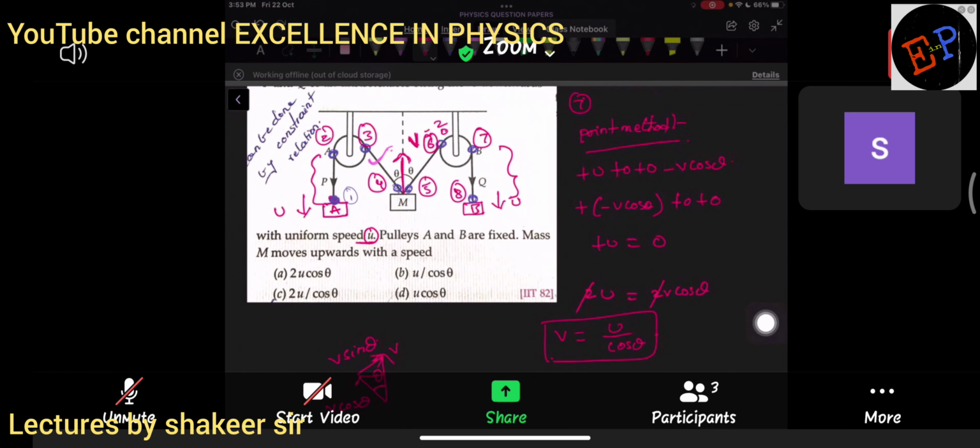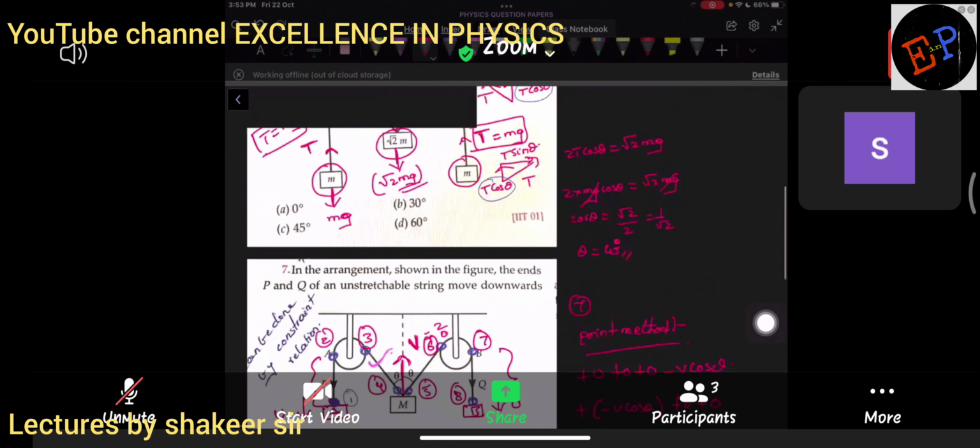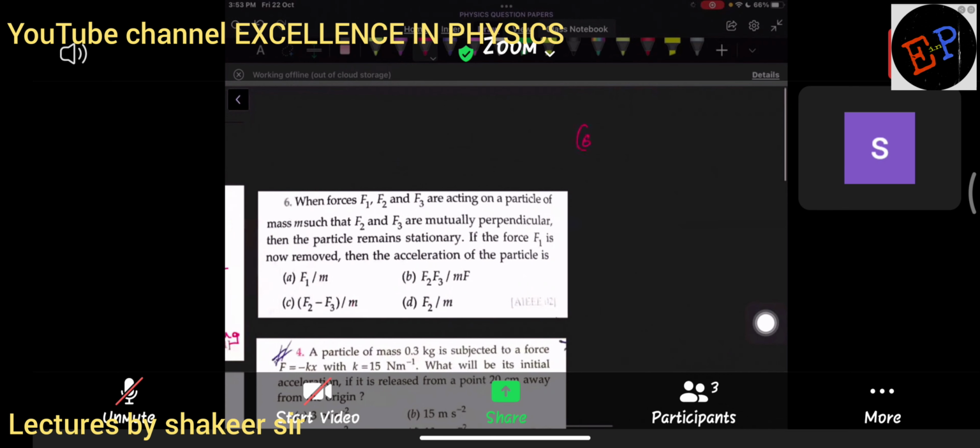That's it. Okay. Now, see this sixth question. When forces F1, F2, F3 are acting on a particle of mass m, such that F2 and F3 are mutually perpendicular. So consider this is a block. Okay? So this is a force F2 and this is our force F3. So they are acting at an angle of 90 degrees.